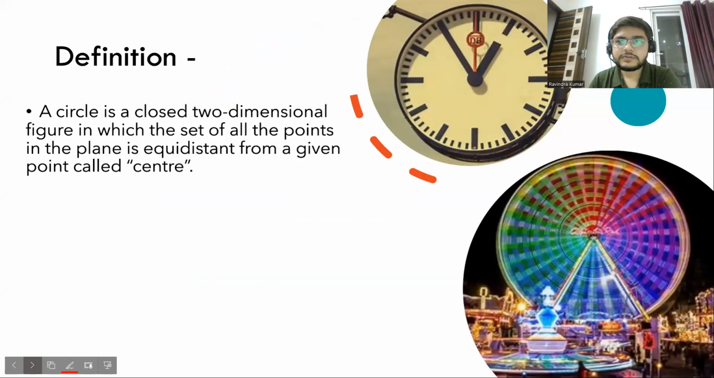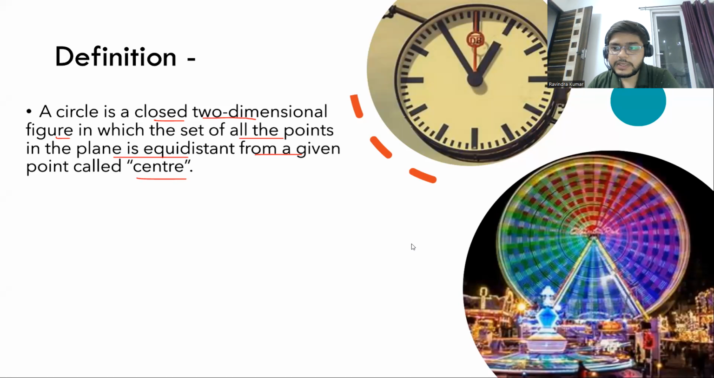It is a definition. So what is the definition of circle? Basically, a circle is a closed two-dimensional figure. What is meant by two-dimensional? It means it has only two dimensions, length and breadth, or we can say it has only two axes, x axis and y axis, in which the set of all the points in the plane is equidistant from a given point that is called the center. So when we measure the distance of a boundary from the center, it will always be equal from the center to any point.